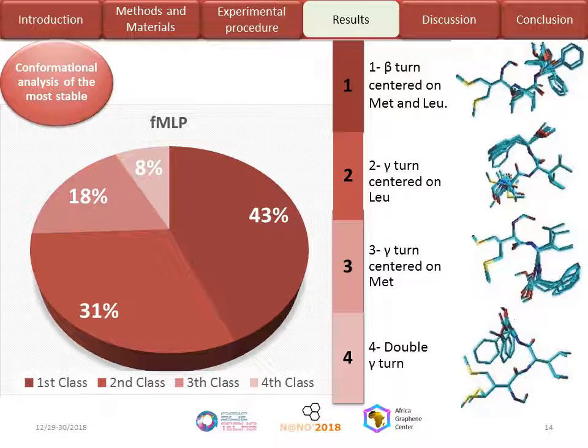The second class includes 31 conformers characterized by a gamma-turn structure centered on leucine and stabilized by an intramolecular hydrogen bond involving the CO of methionine and the NH of phenylalanine. The third class is characterized by another gamma-turn structure, centered this time on the methionine residue and represented by 80 conformers. Such a structure is stabilized by an intramolecular hydrogen bond involving the CO of formyl and the NH of leucine. The fourth class gathers structures in a double gamma turn, a gamma turn centered on methionine and a gamma turn centered on leucine at the same time, and includes 8 conformers.